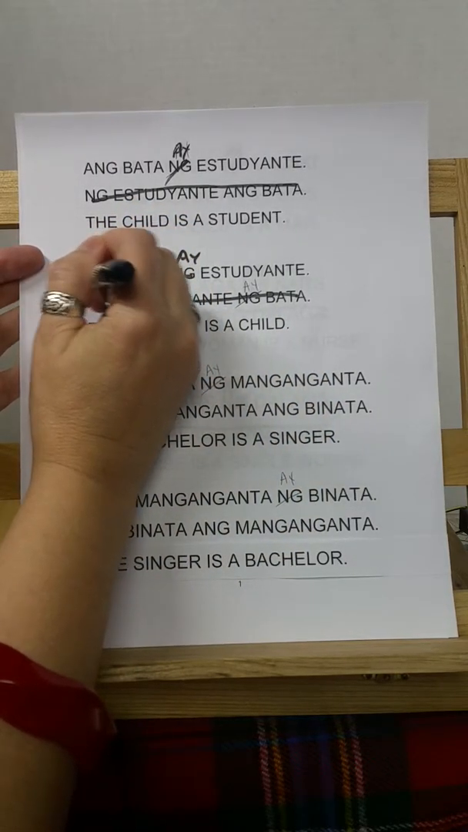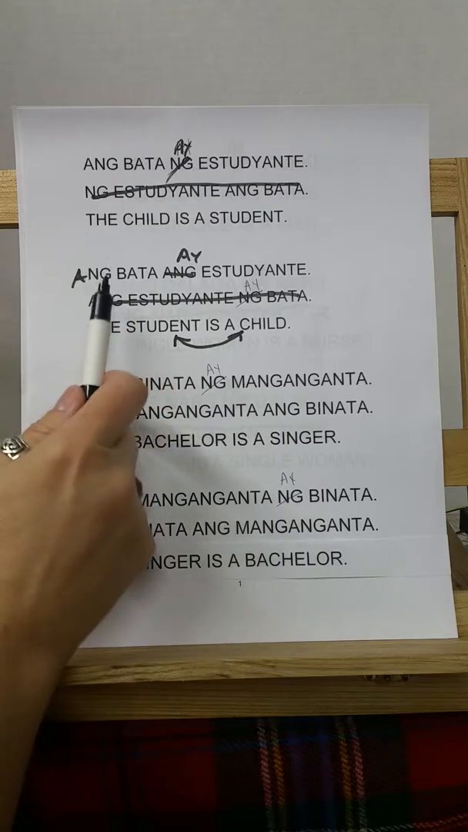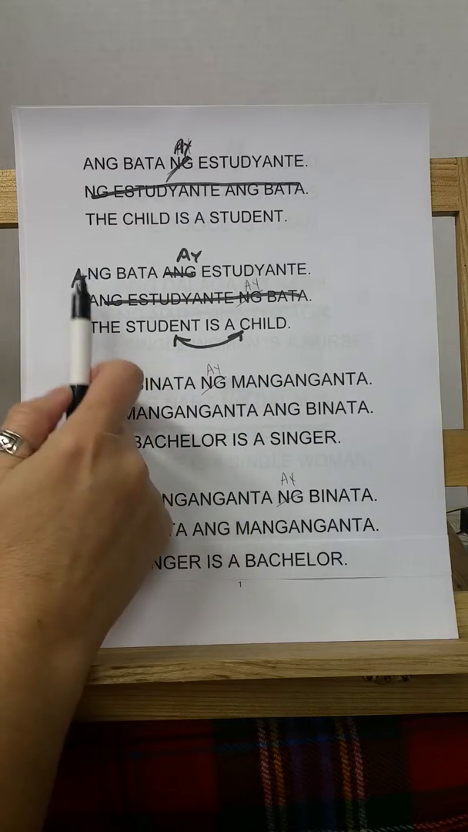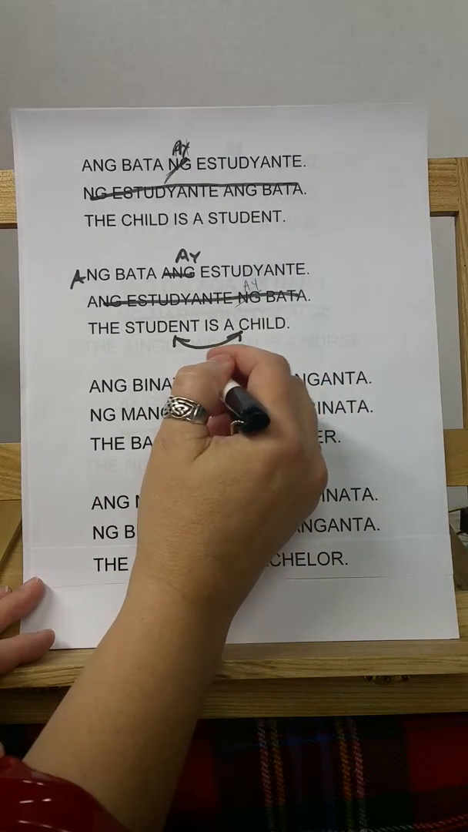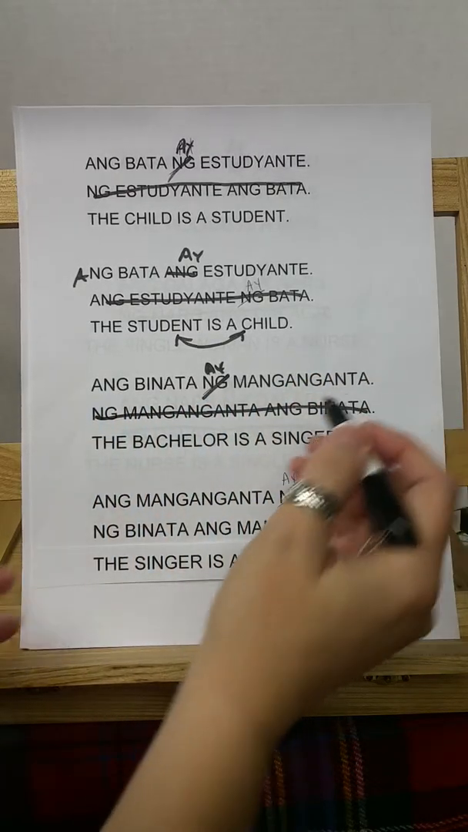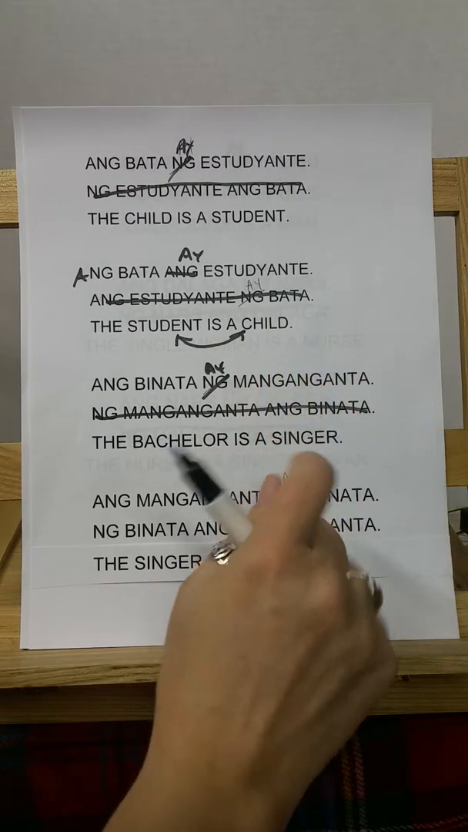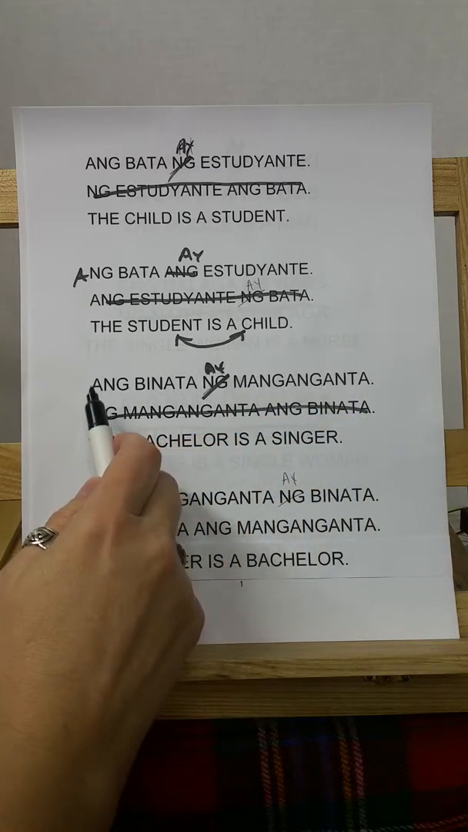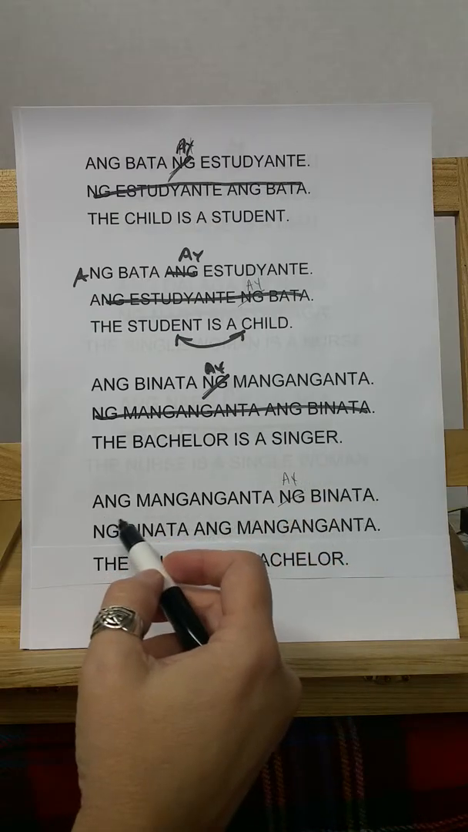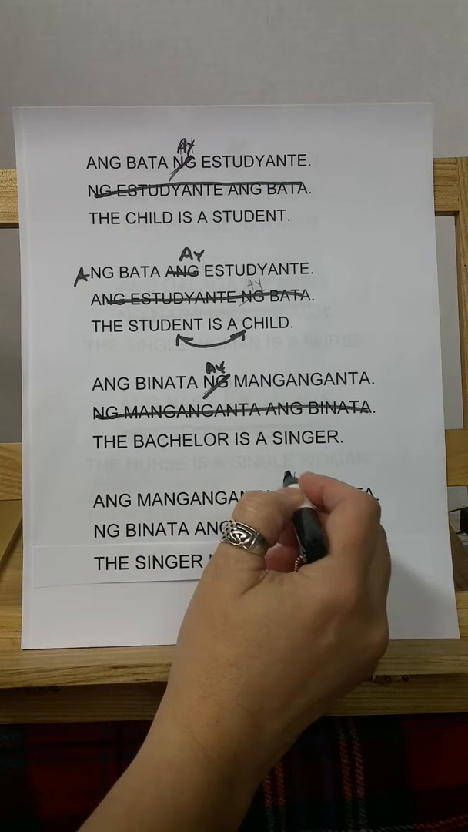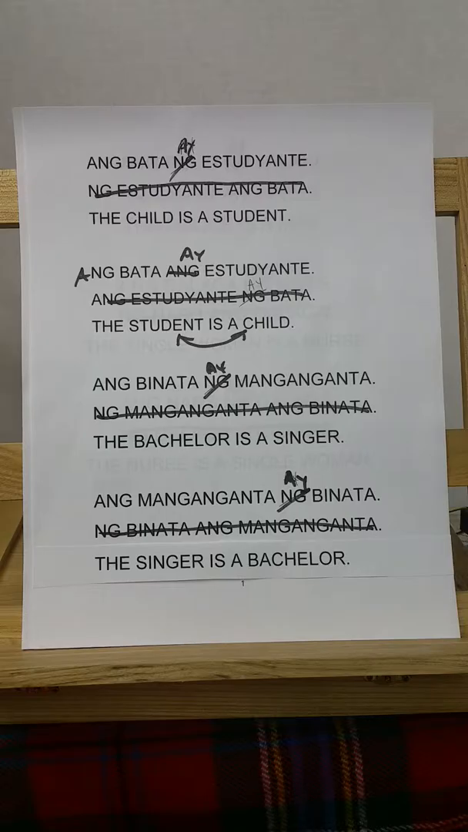So this would be ang bata here, and we would switch those two around. Ang bata, the child is a student. Ang bata, ay, estudiante. Ang binata, ay manganganta. The bachelor is a singer. Now this has two special characters in a row. Manganganta. Ang binata, ay manganganta. The bachelor is a singer. Ang manganganta, ay binata. The singer is a bachelor.